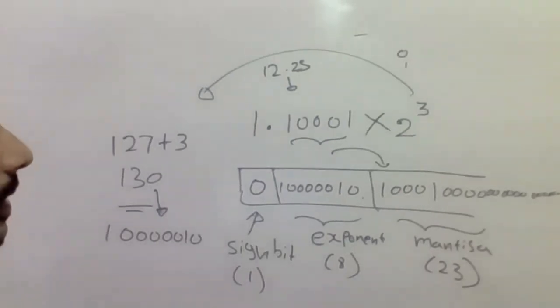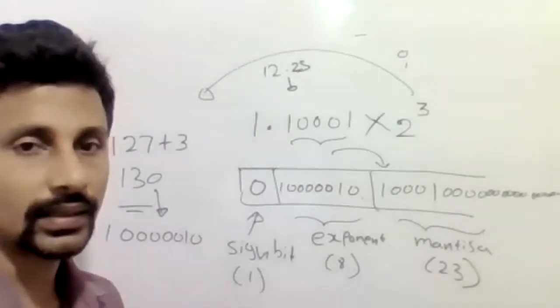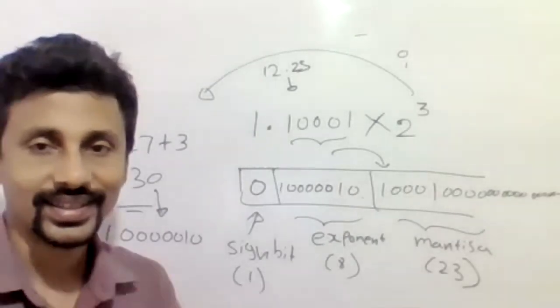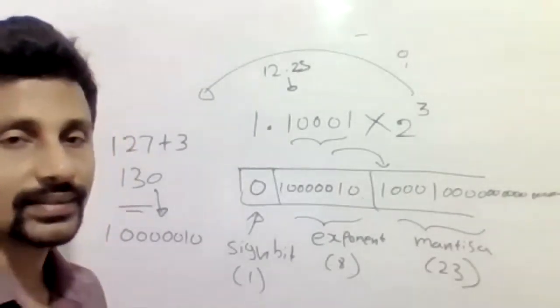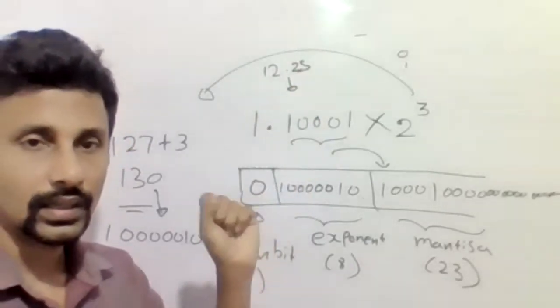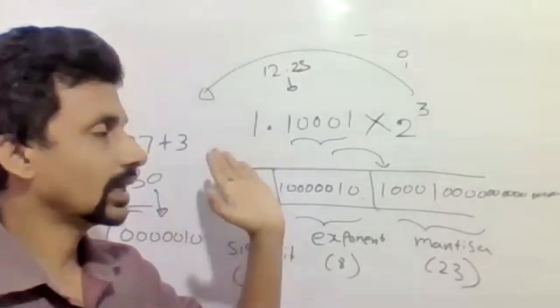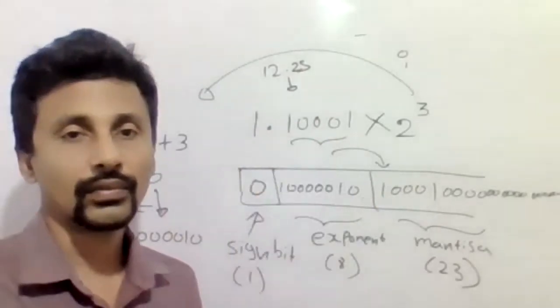Right? So I will repeat the step. This is a bit confusing. That's why I told you, when you get a decimal number, convert it to binary and make it to standard floating point number.